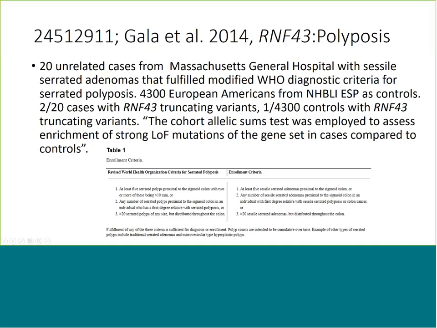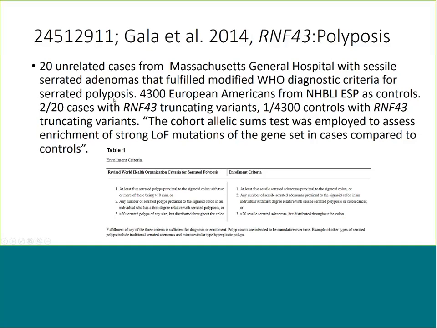It's essentially the individuals had to have at least 5 sessile serrated adenomas that were proximal to the sigmoid colon, or any number of sessile serrated adenomas proximal to the sigmoid colon in an individual with a first-degree relative with sessile polyposis or colon cancer, or greater than 20 SSAs that were distributed throughout the colon. Additionally, for controls, they essentially drew on the 4,300 European Americans from the NHLBI exome sequencing project as controls, and just looked at variants in their cases that would have been truncating or potentially pathogenic within particular genes that showed up of interest.